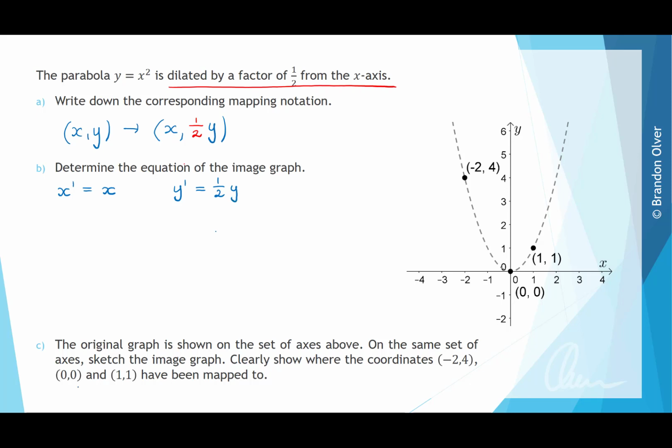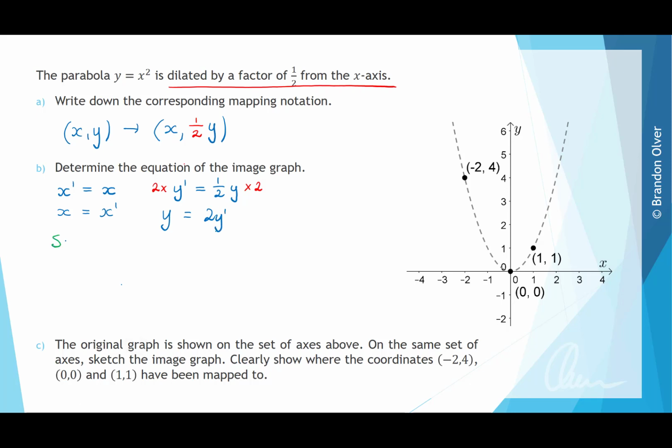The next thing we need to do is solve for the non-dash terms. So for the first equation, we just have x is equal to x dash. For the second equation, we need to multiply both sides by 2 to get y by itself. So we find that y is equal to 2y dash.